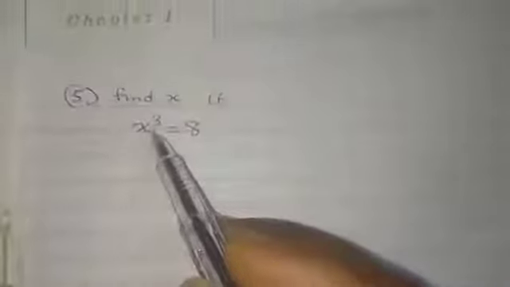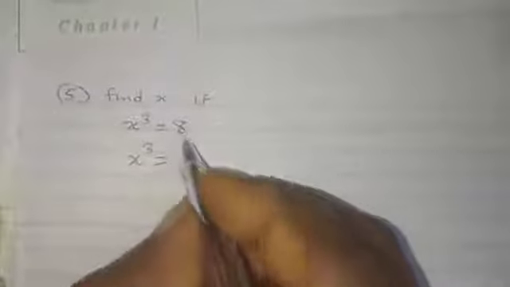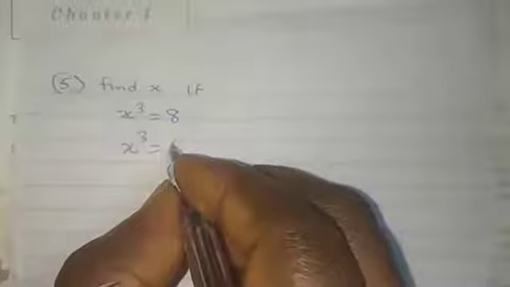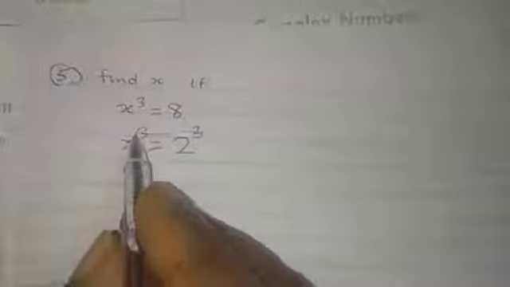Let's take another example. Find x. If x raised to power 3 is equal to 8, what we need to do here is write out the index of 8. And we have shown the index of 8 before. Index of 8 is 2 raised to power 3. So if the powers are the same, you can cancel out the powers. What we have left is x, and what we have left here is 2. In that case, x is equal to 2.